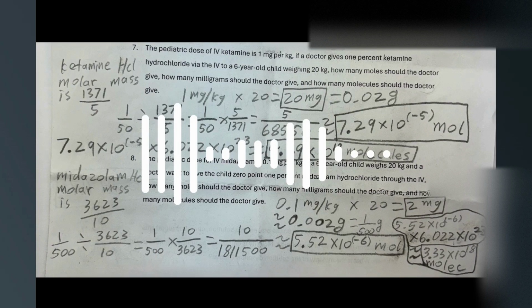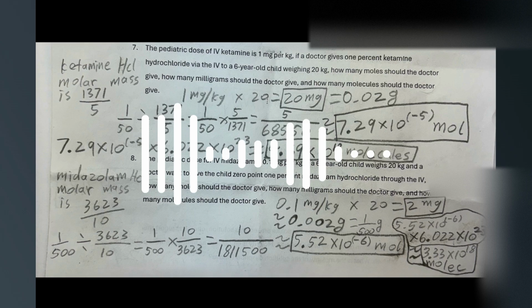So I just wrote this out. I'm assuming that they are giving either ketamine or midazolam. And let's just assume the child is maybe 20 kilograms. Here is the pediatric dose for ketamine. It's just 1 milligram per kilogram.